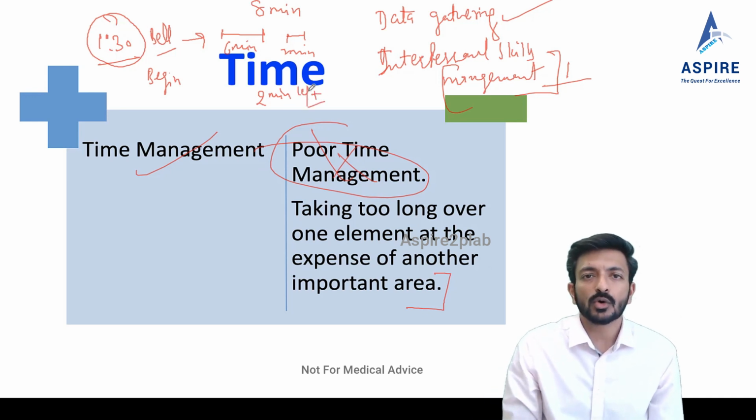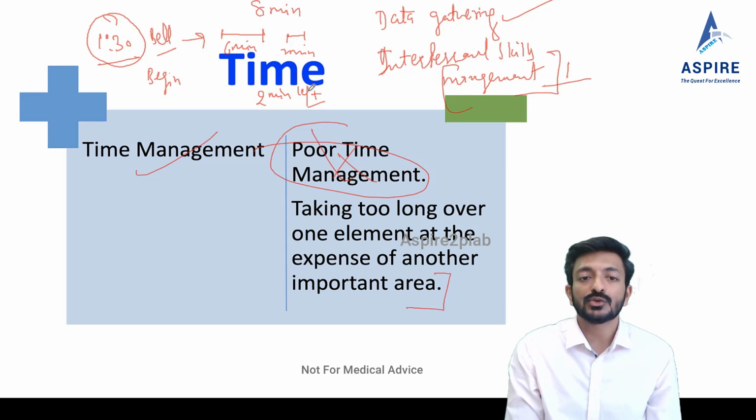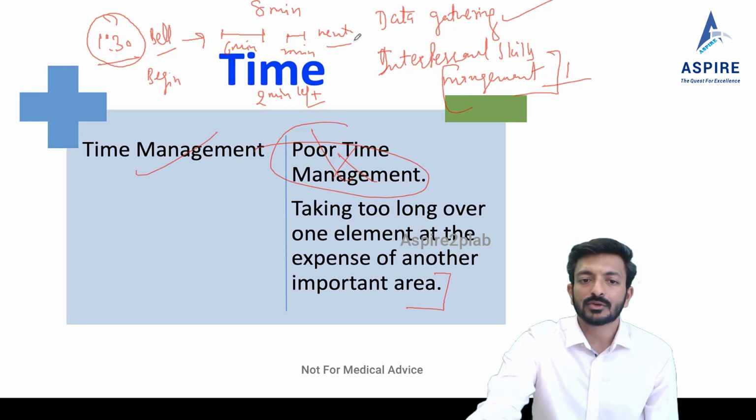You won't be having any watch, no clock. That's the only hint that you have got, this bell. So after 6 minutes, it will say 2 minutes left, and after that, you'll be having 2 minutes. Once you are done with the whole 8 minutes, it will say move on to the next station. So you have to go to the next station.